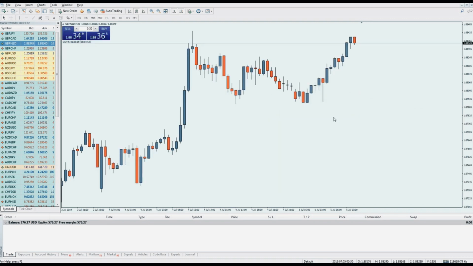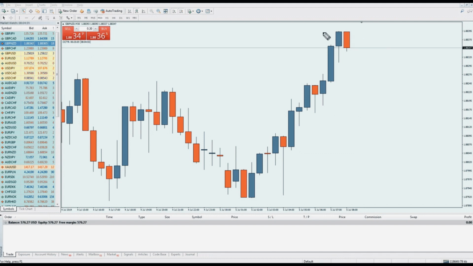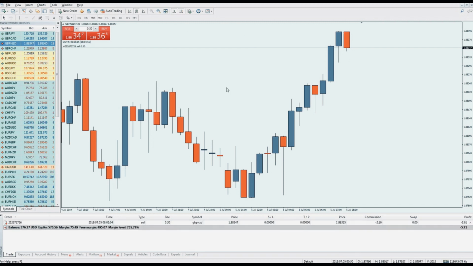Let's zoom in to see the price action. This price action is actually promising. I like it. This is my favorite candle. Guys who are following me for a long time already know that. So I'm going to place a sell order.